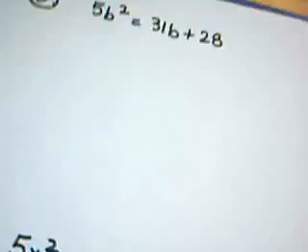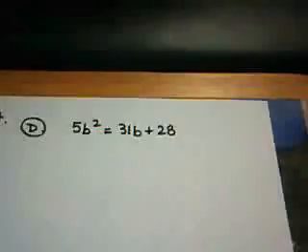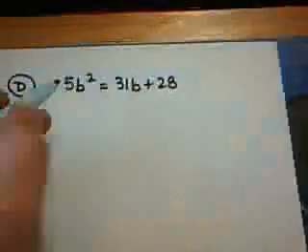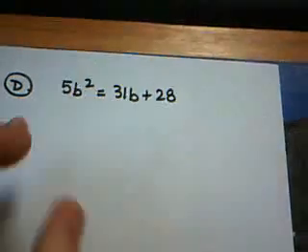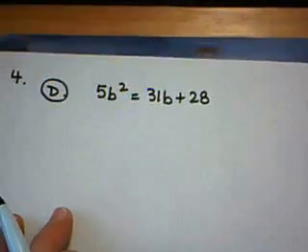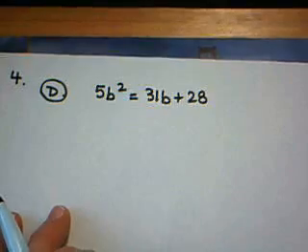Okay, we're going to continue with question number 4, solving equations whose degree is higher than 1. I'd like to go ahead and look at examples D and E on your test 3 review, so come on with me to my paper. All right, this is question number 4, part D. The equation is 5b squared equals 31b plus 28. And we're trying to solve this equation for b, obviously.